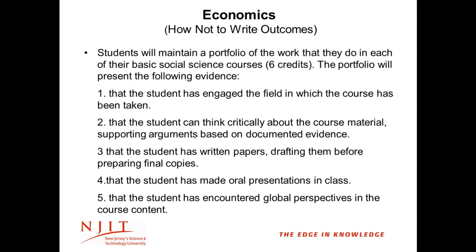One more example for an economics course. We were trying to get different disciplines in our examples. Again, how not to write your learning outcome. I'll just do one from here. Students will appear the portfolio. So they will maintain a portfolio of their work, and the portfolio will have the following evidence. For example, they will have written papers, drafting them before preparing final copies. Well, hopefully there's more to this learning outcome than this simple statement about maintaining a portfolio, because the learning that they're getting from your course is much more than the portfolio. And for the students, have made oral presentations in class.